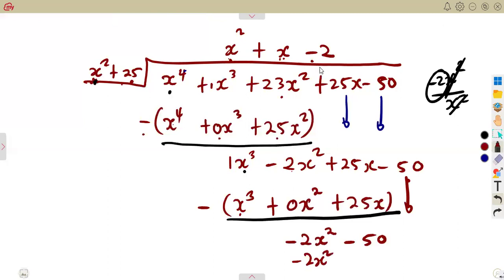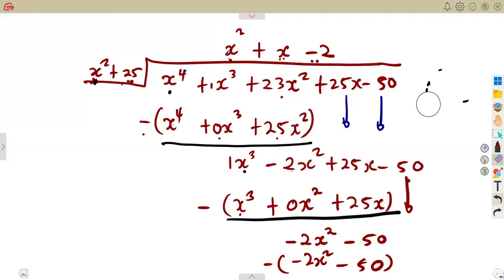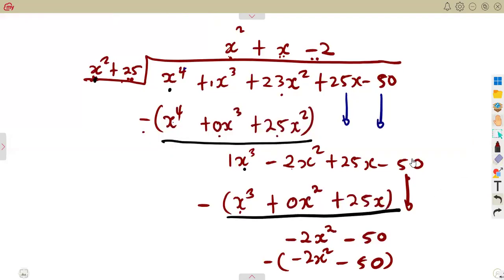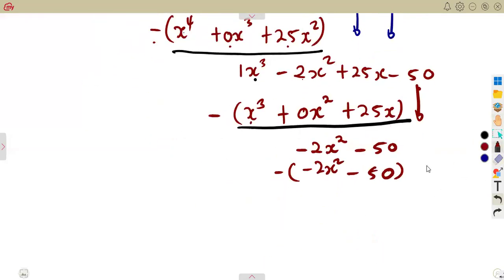That's negative 2x squared, negative 2 times 25. That's negative 50. That will be a negative 50 there. Then if we subtract, we can see that these two terms are actually the same, so by just subtracting, that will be a 0 there.